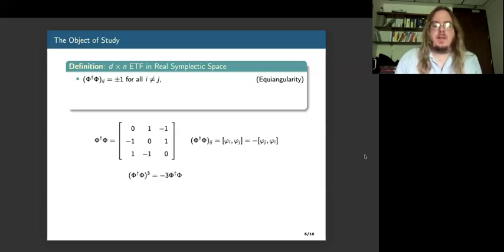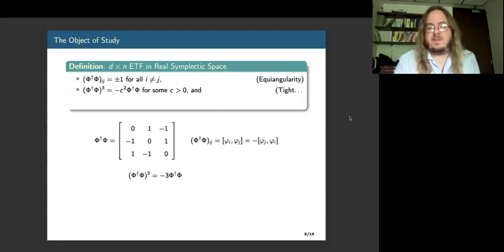First, we'll handle the T, so it's tightness. Here, this looks a little different. It is still a spectral condition on the Gram matrix. Now, my Gram matrix here is real and skew symmetric, so its non-zero eigenvalues have to be purely imaginary, and they come in conjugate pairs. That's why you have this extra power on the left side, and you have a negative number on the right side. So really what it comes down to is that tightness means the Gram matrix cubed is a negative multiple of itself. It satisfies this cubic.